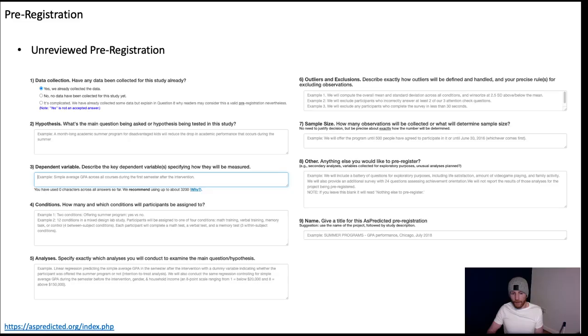You don't have to change your whole research process. You can just complete a form prior to collecting data, and you're ready to go.